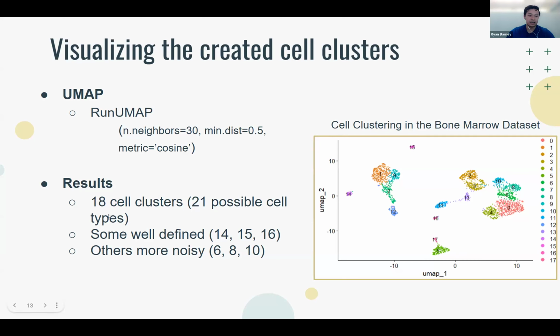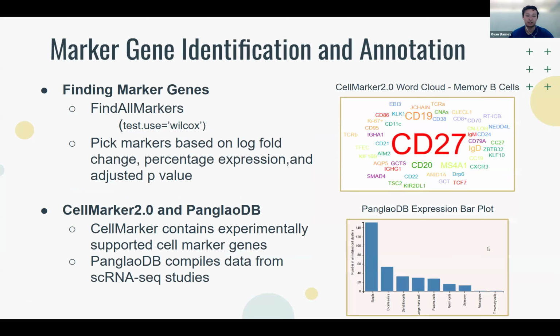And then from the results, I had 18 cell clusters out of the 21 possible. If you look at the UMAP, some of them are pretty well defined, like 14, 15, and 16, which are pretty isolated, but others are noisy and combined, where you see 10, 8, and 6 blend together. So they could be similar cell types, or it could be UMAP being misleading, but it would take more downstream analysis to know. So that's why I went on to identify marker genes.